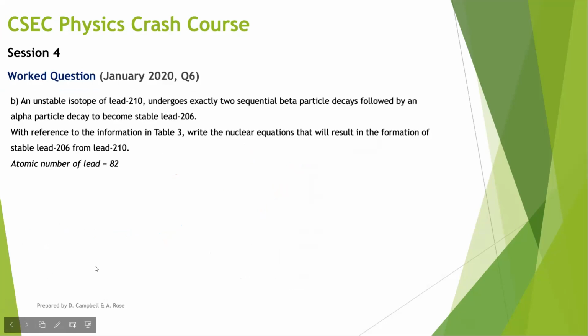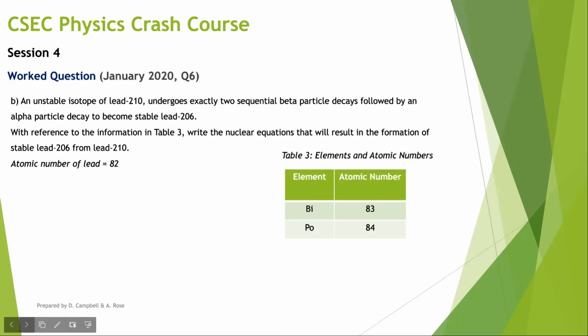Now, part B of the same question says that there's an unstable isotope of lead-210 that undergoes exactly two sequential beta particle decays followed by an alpha particle decay to become stable lead-206. With reference to the information in table 3, you're asked to write the nuclear equations that will result in the formation of stable lead-206 from lead-210. You're also told that the atomic number of lead is 82.